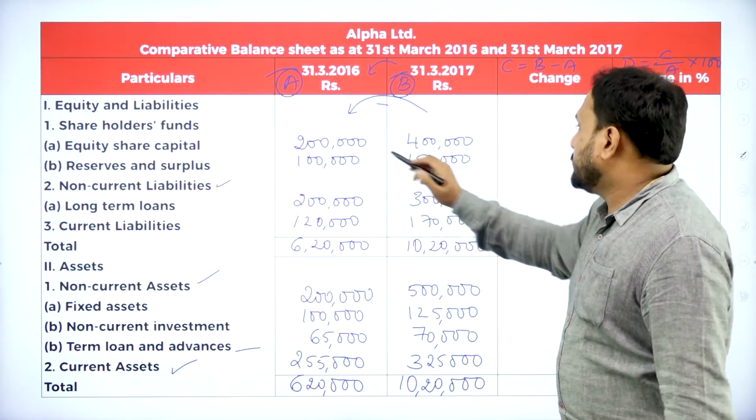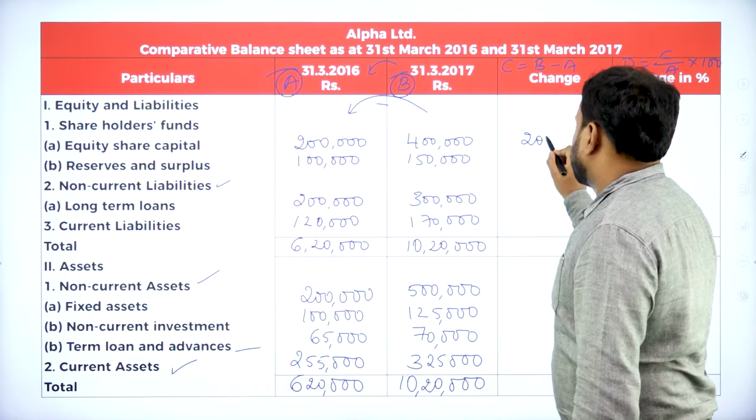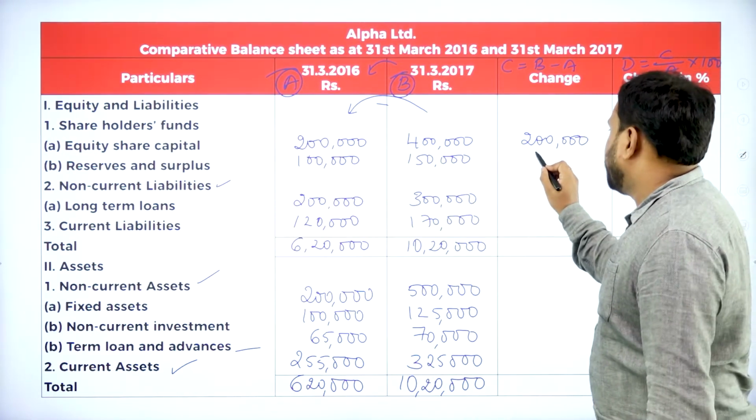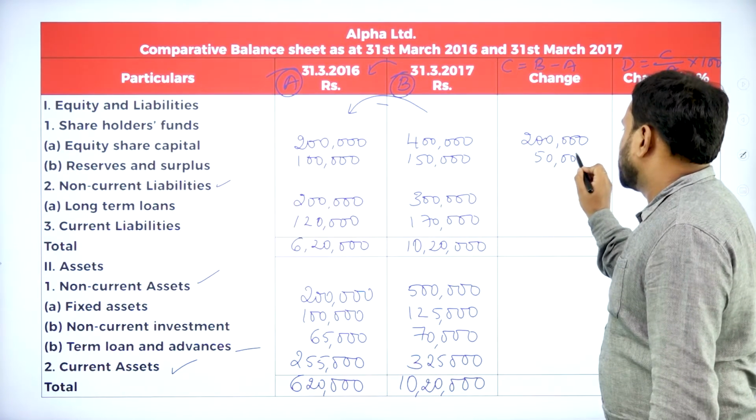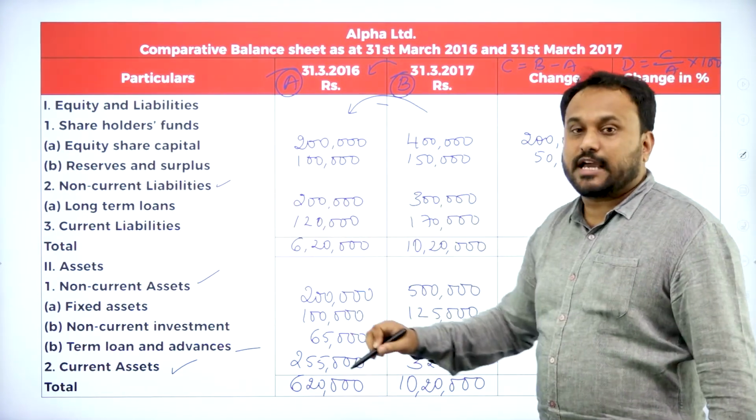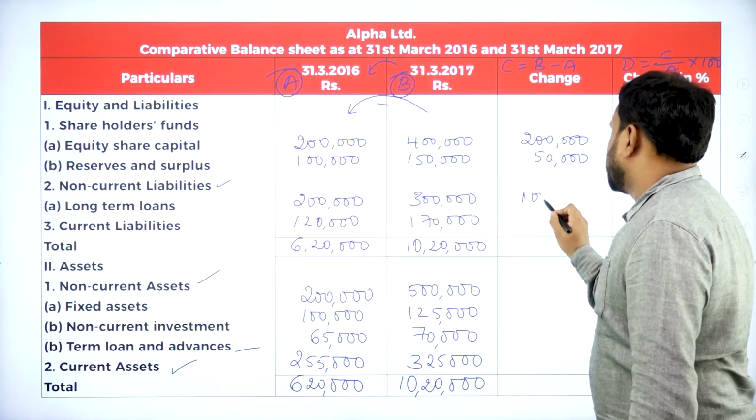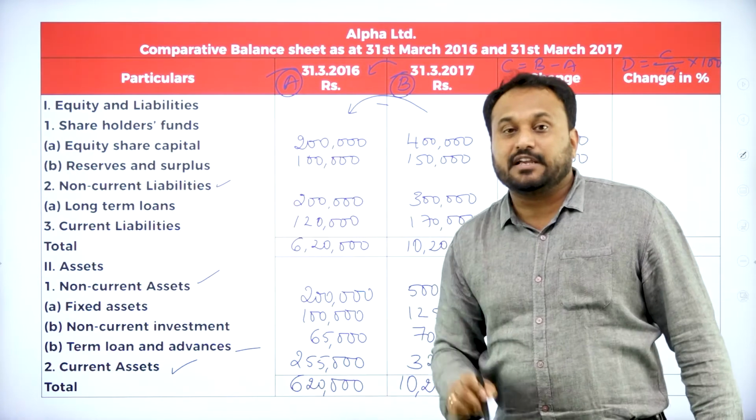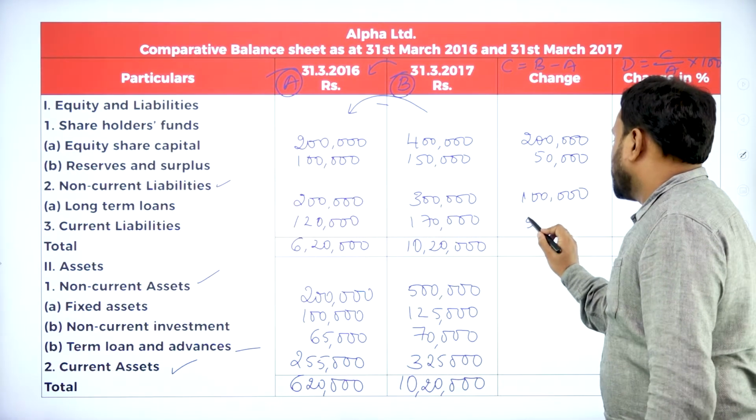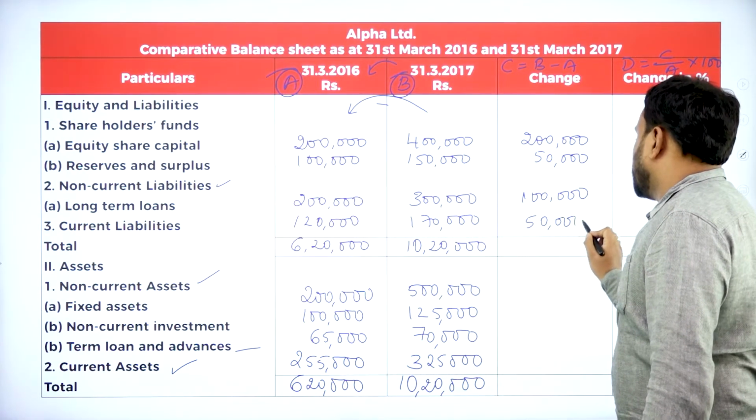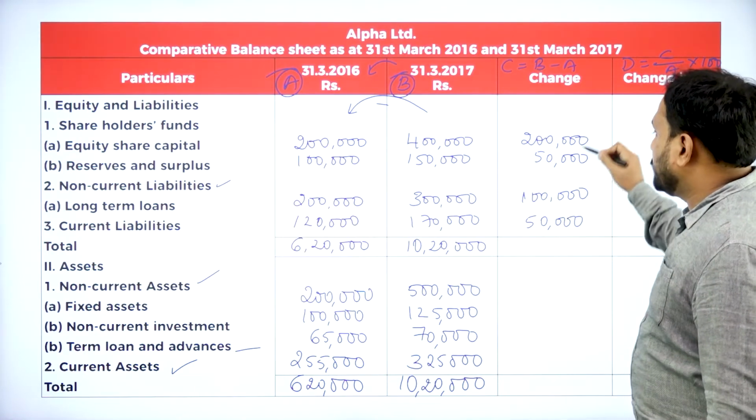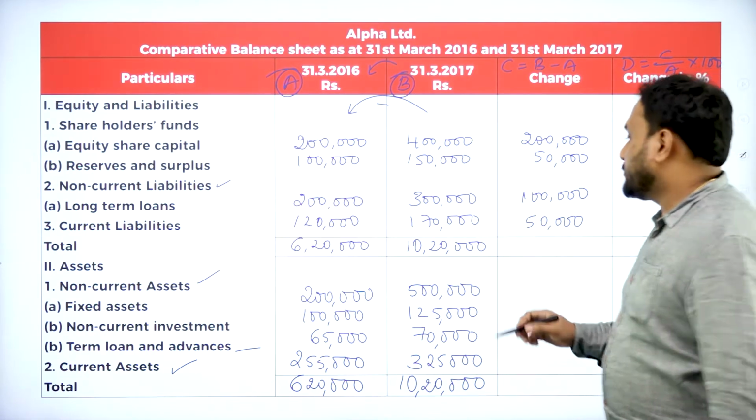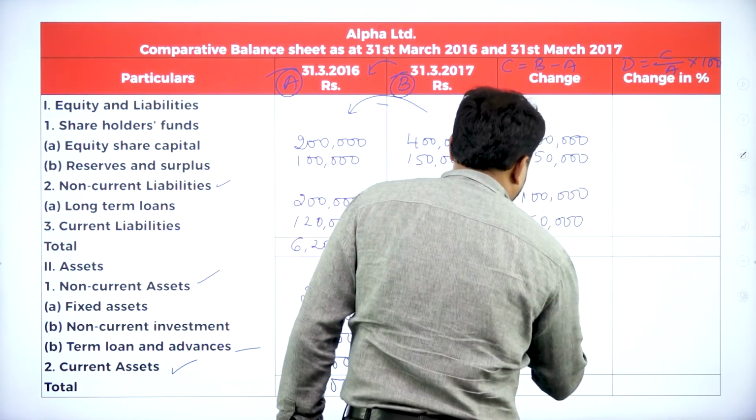4 lakh minus 2 lakh is how much here? 2 lakh. 1 lakh 50 minus 1 lakh is how much? 50,000. 3 lakh minus 2 lakh is how much? 1 lakh. 1 lakh 70 minus 1 lakh 20 is how much? 50,000. Done. Now you add everything. 2 lakh plus 50 is 2 lakh 50, then 3 lakh 50, then again you have 4 lakh. So you will be writing here 4 lakh.